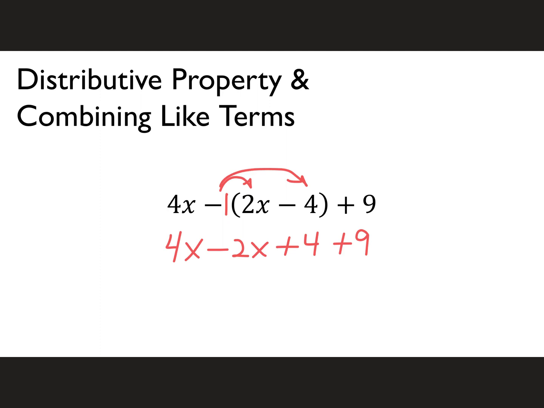Okay, it's time to combine like terms. And so I have these two. 4x minus 2x is just 2x. And then a positive 4 plus 9 is a positive 13. And I am done. All right, now it's your turn to go have some fun.